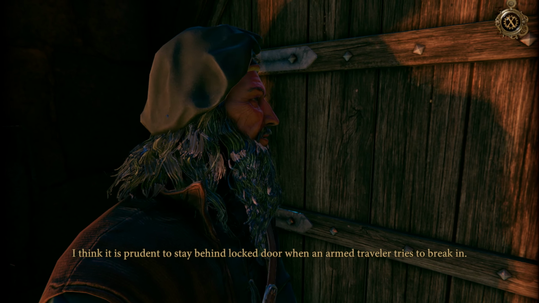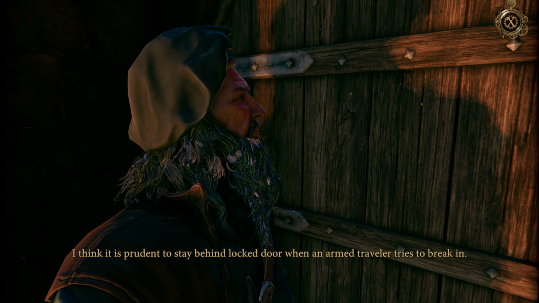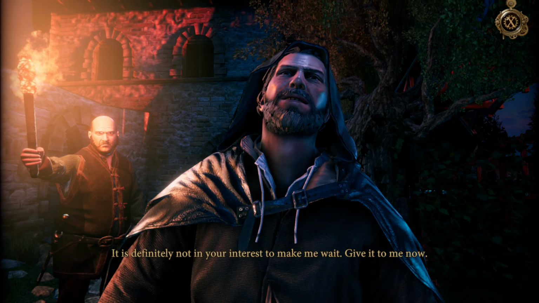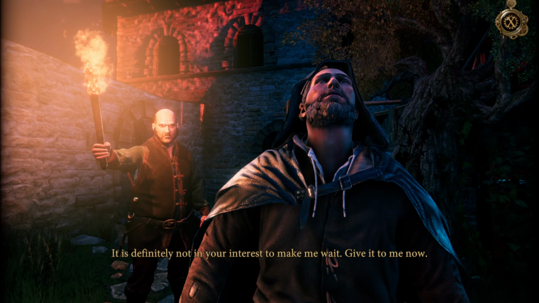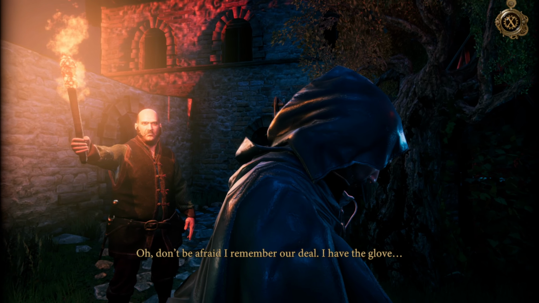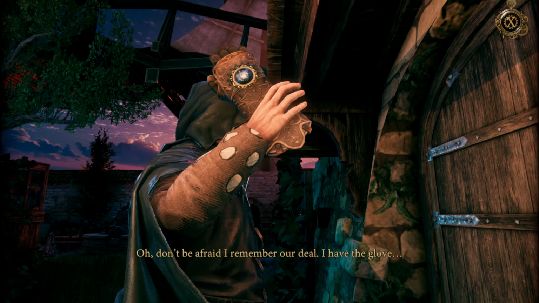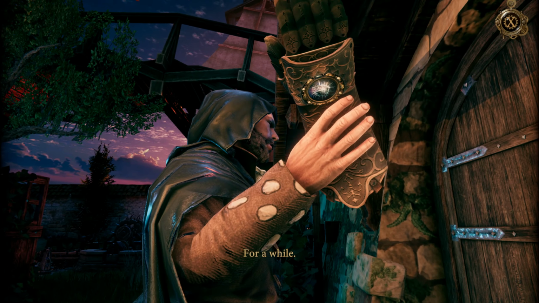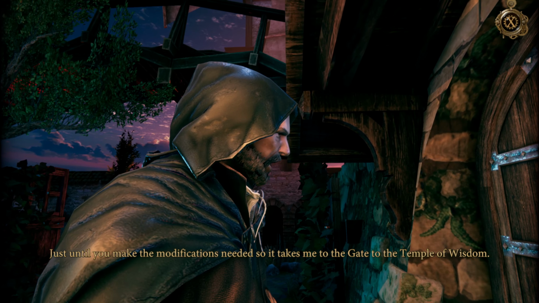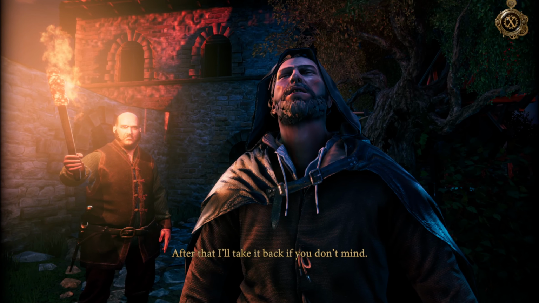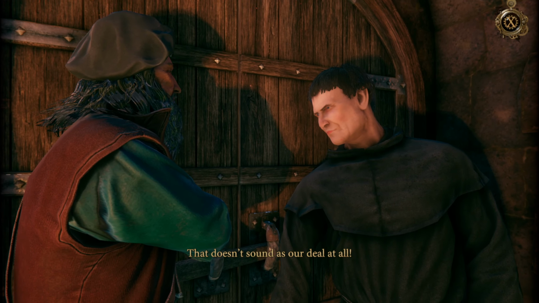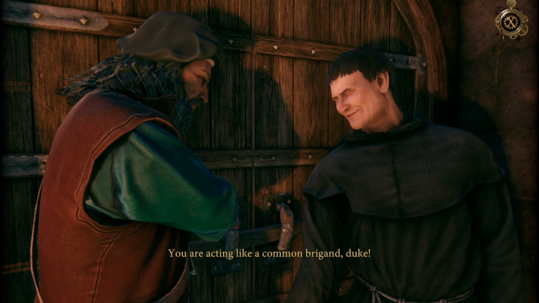I think it is prudent to stay behind a locked door when an armed traveler tries to break in. I came for the amulet. It is definitely not in your interest to make me wait. Give it to me now. Oh, don't be afraid. I remember our deal. I have the glove. You can keep it for a while. Just until you make the modifications needed so it takes me to the gate to the Temple of Wisdom. After that, I'll take it back if you don't mind. That doesn't sound as our deal at all. You're acting like a common brigand, Duke.